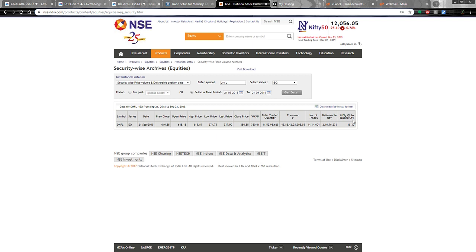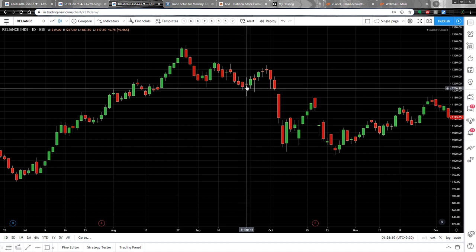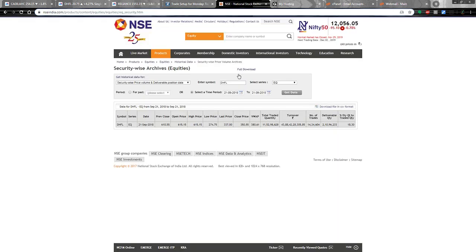So let's take the help of Reliance in this case. Same day, 21st September 2018. You can see the date at the bottom of the window, right? This is Reliance. This is the one-day chart. So let's get back to NSE India and let's try fetching the data for Reliance. And this is the data. Reliance on 21st September 2018 had a volume of 1 crore 90 lakhs 70,172. Let's round it up to 1 crore. So on 21st September 2018, Reliance had a volume of 1 crore.